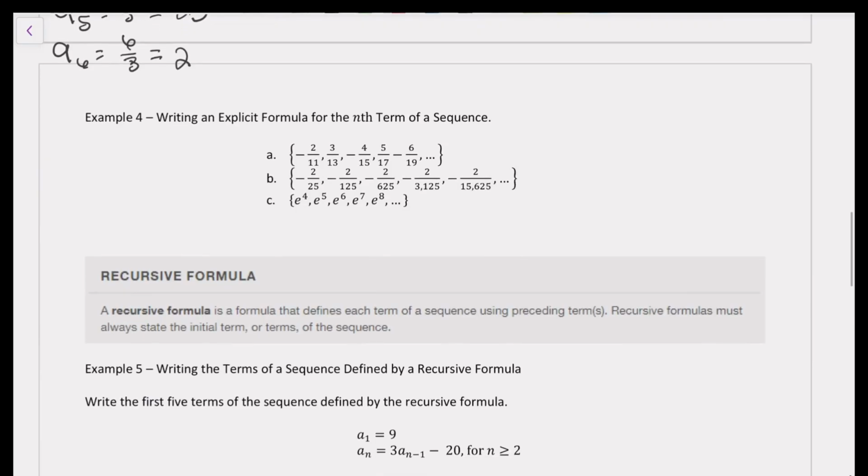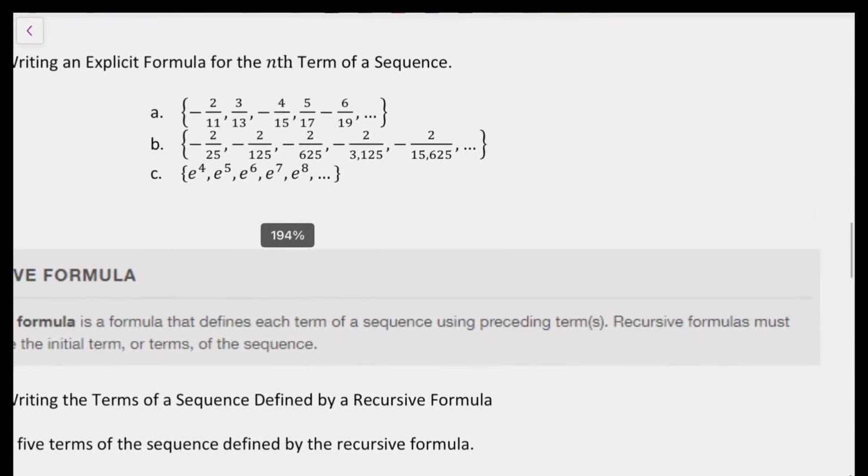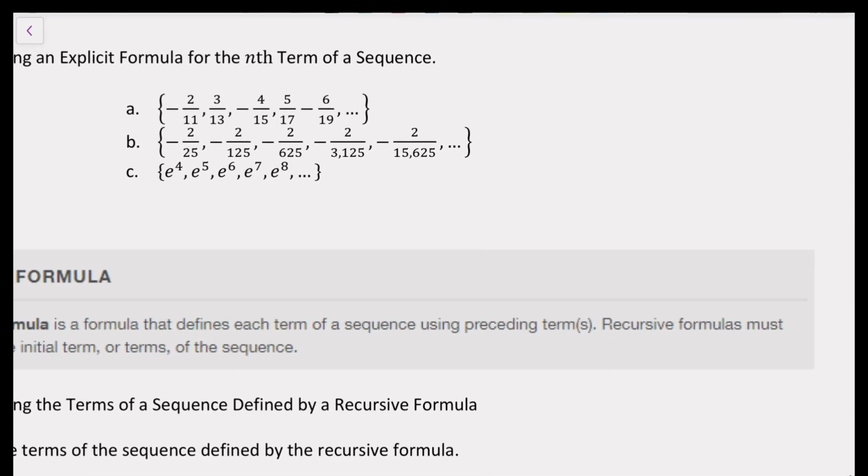All right, moving on. Next one, writing an explicit formula for the nth term. So here we have a sequence, and our job is to write the equation that produces it. Now, students often get thrown by the negative, especially when it's like part A here, where the negative is oscillating. So the first term is negative, the second one is not. The third term is negative. The fourth one is not. The fifth term is negative. The next one is not. So here's how we're going to combat that.